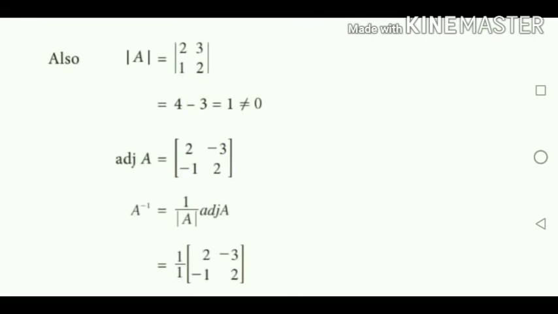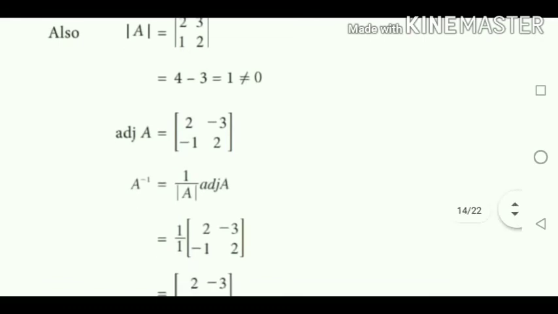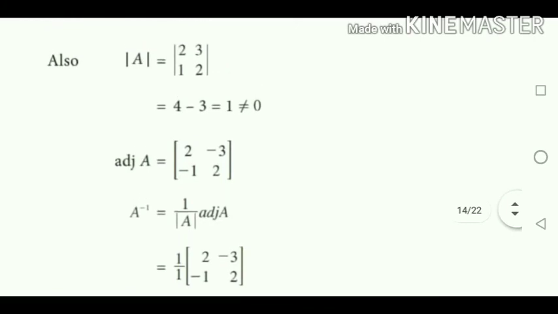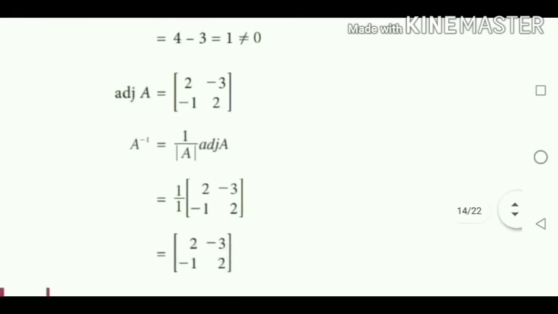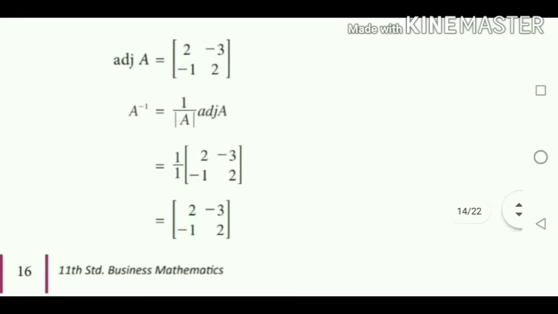It is not equal to 0, so it is non-singular. Therefore, A inverse exists. So I am finding the adjoint of A. The adjoint of A is nothing but: change the main diagonal. Here the main diagonal is 2, 2. If you change, the same thing happens. Then the off diagonal is 3, 1. Change the sign. For the off diagonal you change the sign only. Therefore minus 3, minus 1. So the adjoint of A is nothing but [2, minus 3; minus 1, 2].